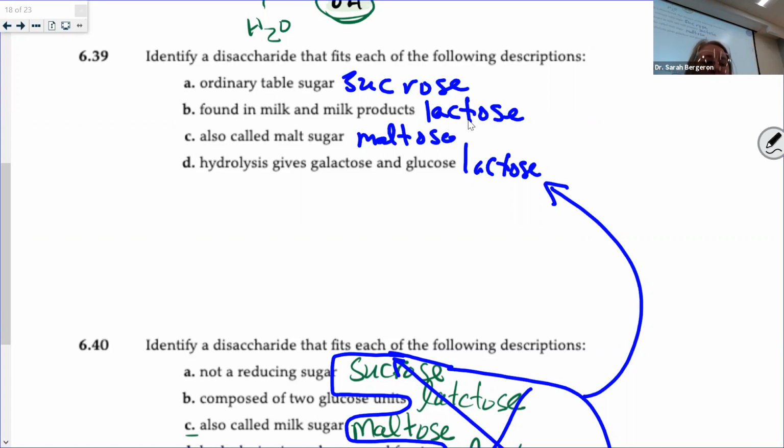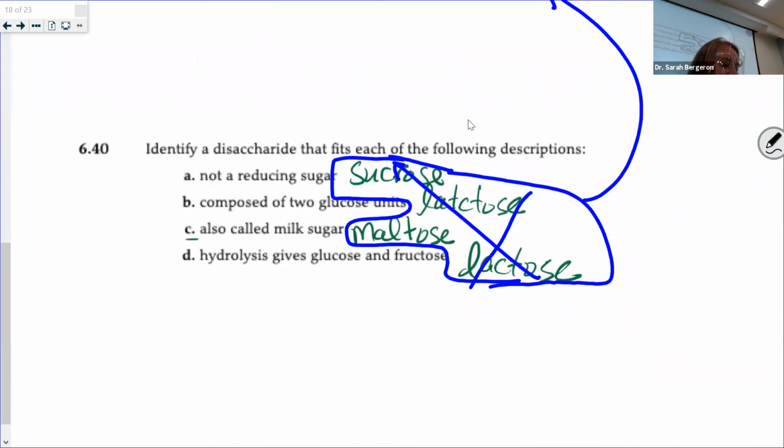All right, also called malt sugar. Maltose, right? Easy, maltose. Hydrolysis, so this means it must be a disaccharide, gives galactose and glucose. Galactose and glucose together make lactose. Okay, so now let's do these.